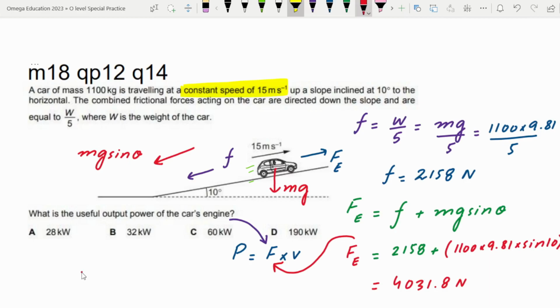But we need to find the power. So power is a product of the force, which is the force of the engine, because we have to find the power of the engine. So that equals the force of the engine times the speed of the vehicle, which is 15. Hit it on the calculator.